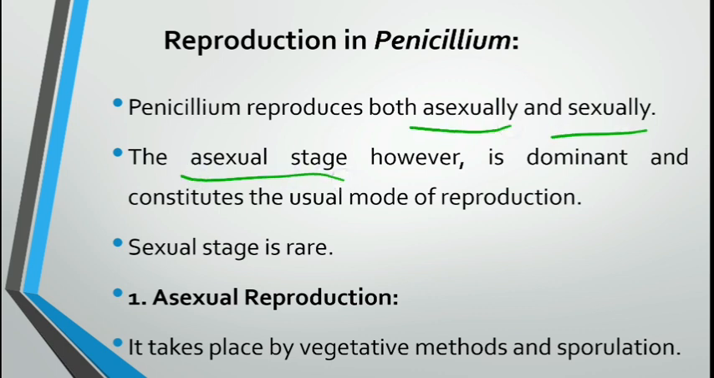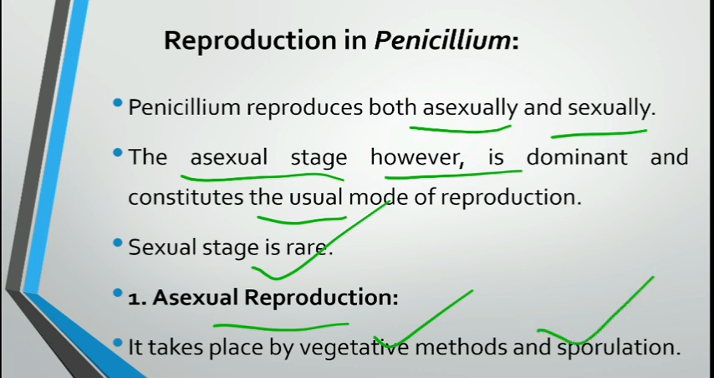The asexual stage, however, is dominant. That means during favorable condition, Penicillium shows asexual reproduction, which constitutes the usual mode of reproduction, and the sexual stage is very rare. Asexual reproduction is mainly by the vegetative method, mostly by fragmentation, and secondly by spore formation or sporulation. There are generally two types of spores formed by Penicillium species. One is conidiospore and the second one is oidiospore.